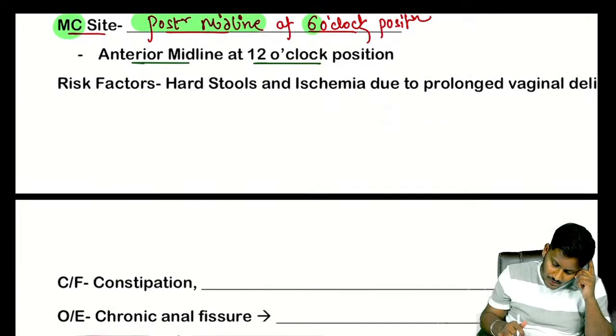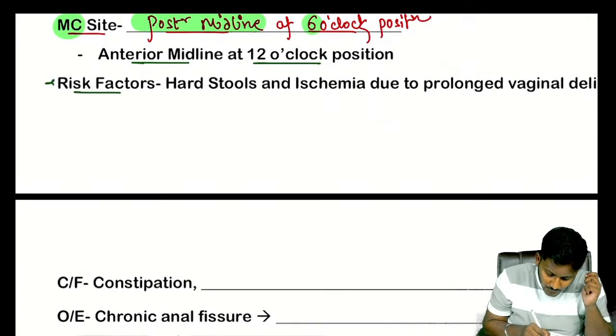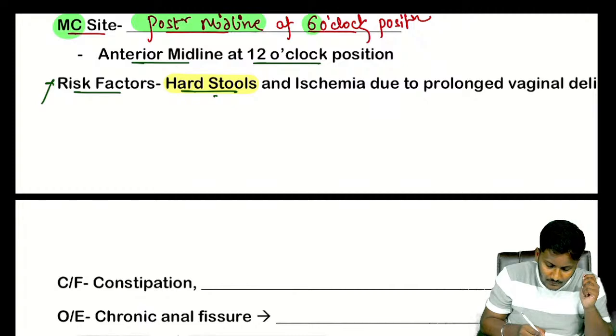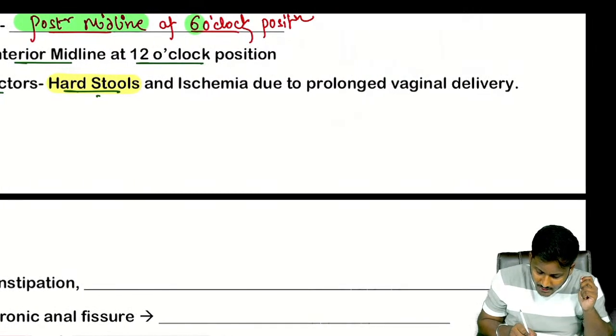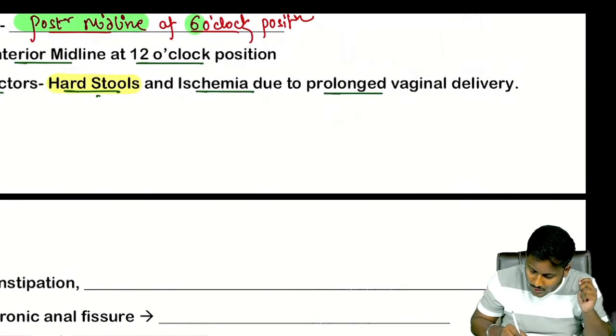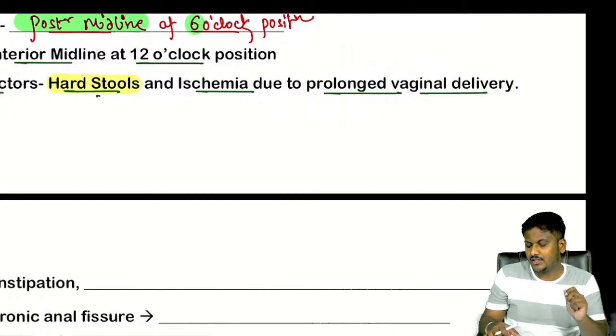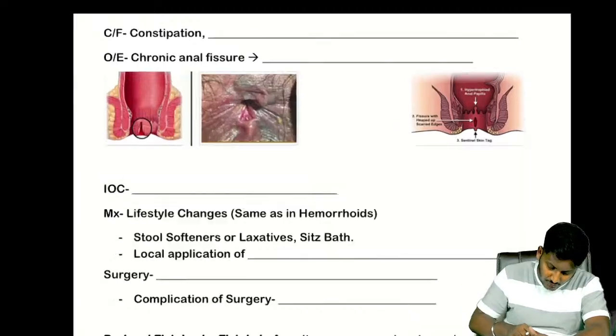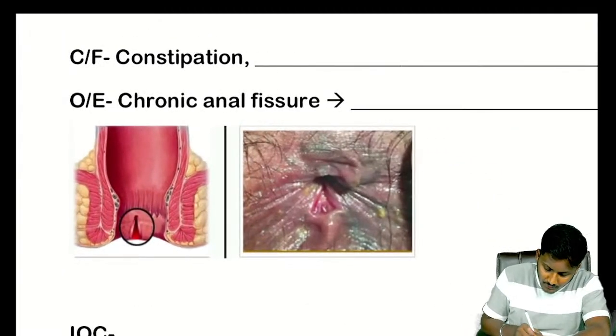Clear? So if they ask you what the risk factors are, beta, one risk factor I've already told you: extremely hard stools due to constipation. This is a common risk factor. Another risk factor can definitely be ischemic necrosis due to a prolonged vaginal delivery or an obstructed vaginal delivery. Clear? If they ask you what the clinical features are, do remember, beta, the patient is going to have a proper history of constipation.